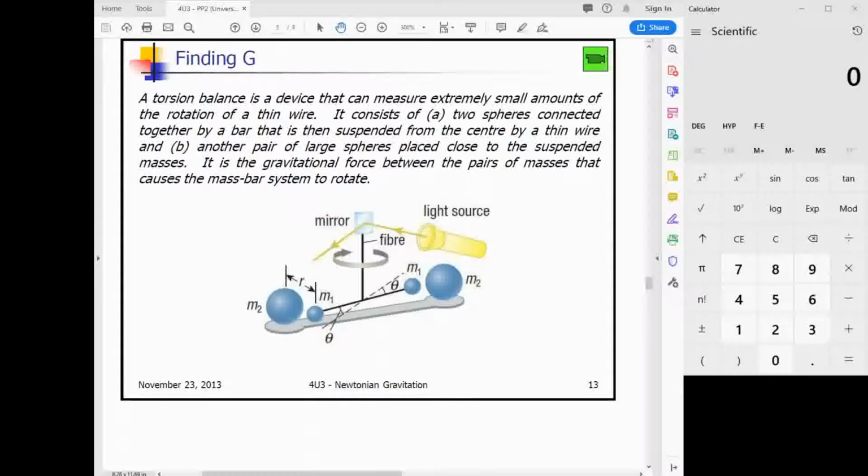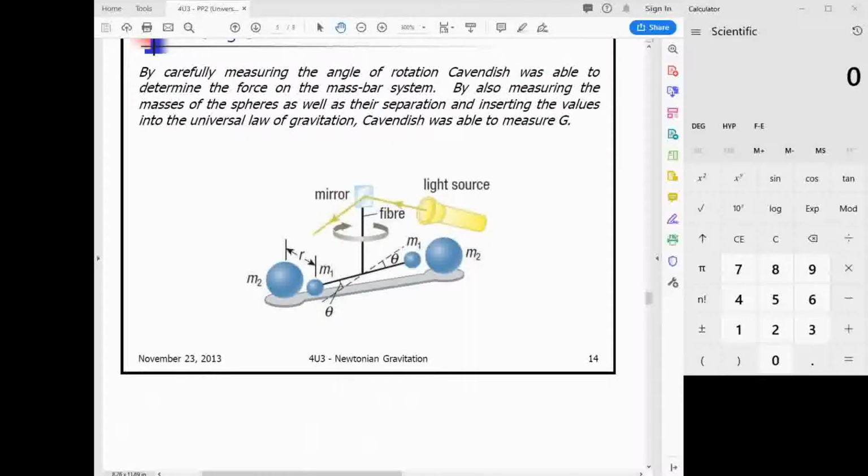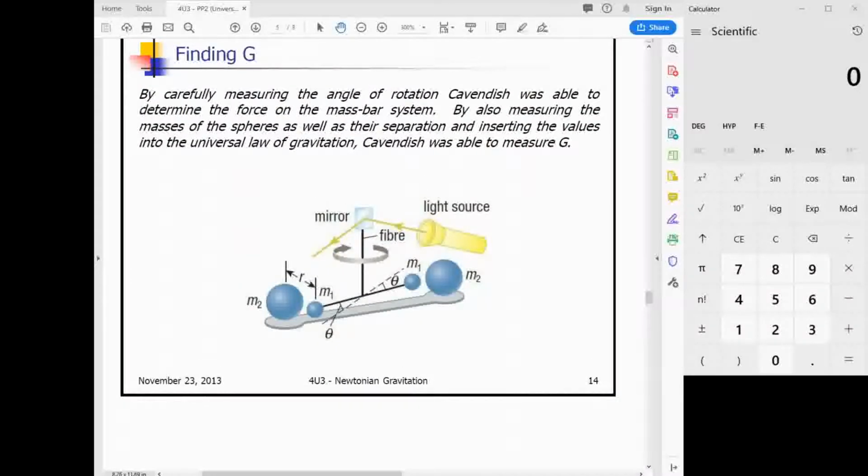So this was a very delicate experiment, and it's an experiment that has been replicated a number of times, and it was shown, and it still has been shown, to find a fairly accurate measure for the value of big G. Now we can actually do this experiment with smaller and smaller torsion balances and get more and more accurate values for G. So that explains the experiment.